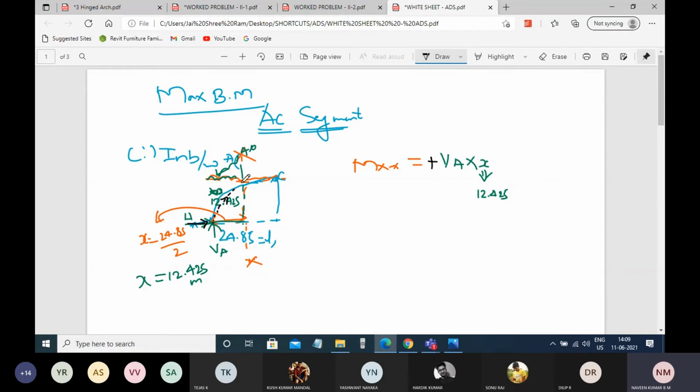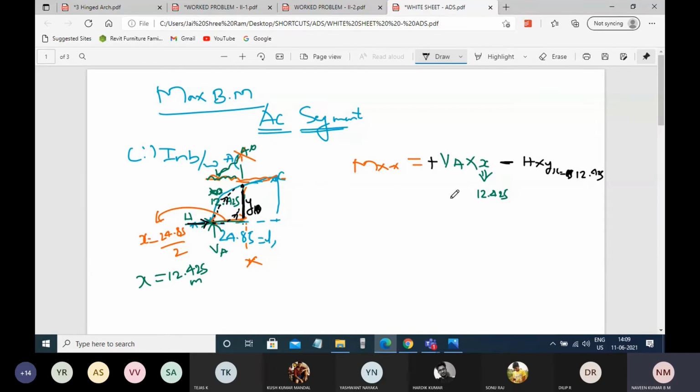H is acting horizontally. To reach this particular section, you require a perpendicular distance of y. Sorry, not 15, this length is totally different. Here y is the rise at x equals 12.425, and you see the direction of this force about the section is anti-clockwise, so minus.